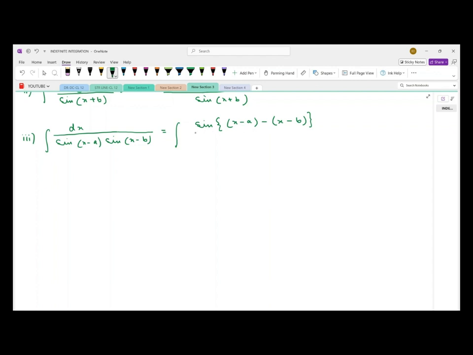So we will just adjust that. So sine b minus a, just to adjust it. So now you have only 1 in the numerator. And then the denominator, the original denominator, whatever you had, you preserve it: sine x minus a, sine x minus b. So this is the main part, this manipulation. This is the main part.